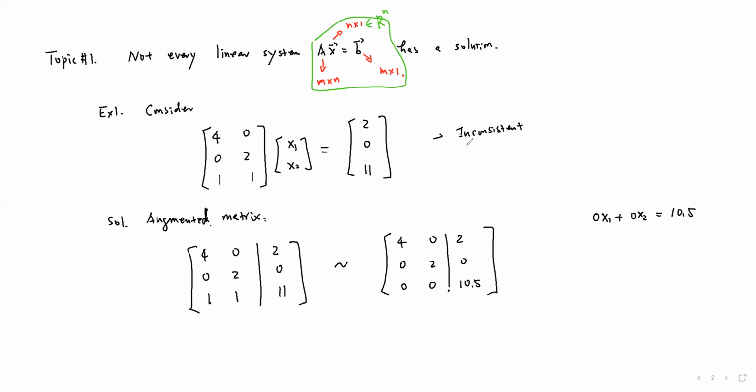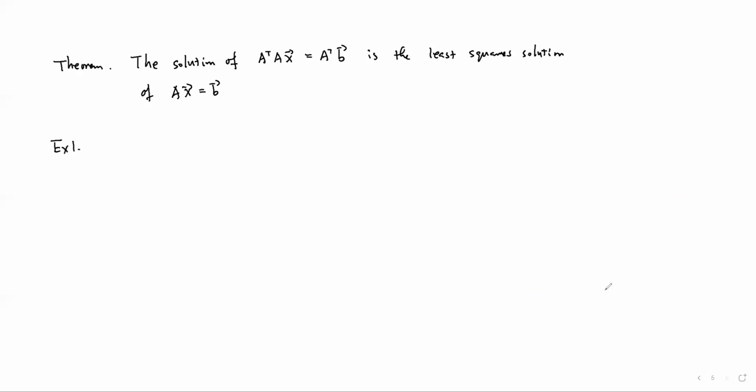Okay, this linear system has no solution. Now let me try to find x1, x2 so that left side and right side are as close as possible. This is example number two. Still consider the same linear system in example one. We know that this linear system has no solution, right? No solution.